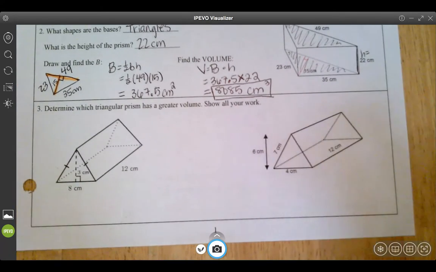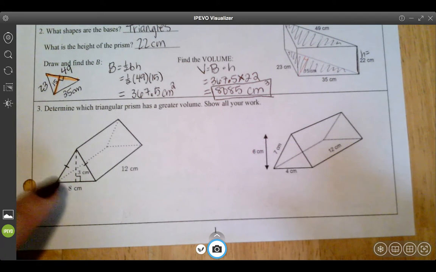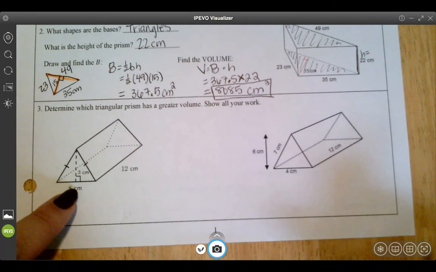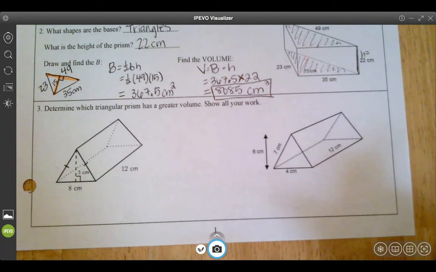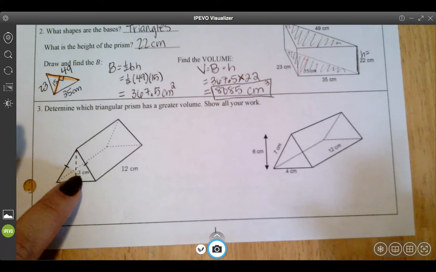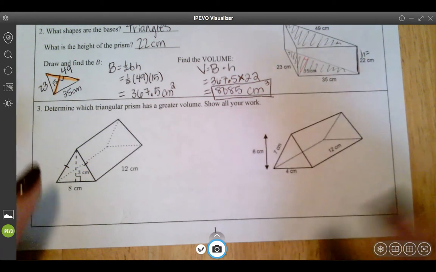Okay. I'd like you to give this a try. Just try the first part here. Which triangular prism has a greater volume? Just try finding the volume of the one, and then we'll go over the second and the comparison together.